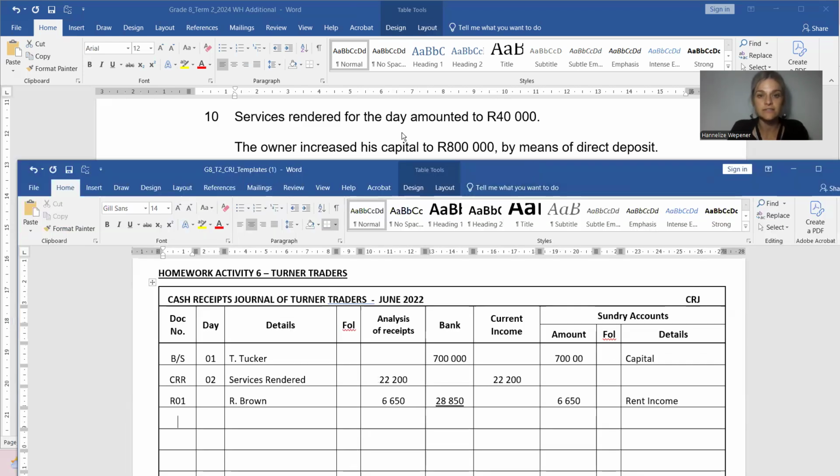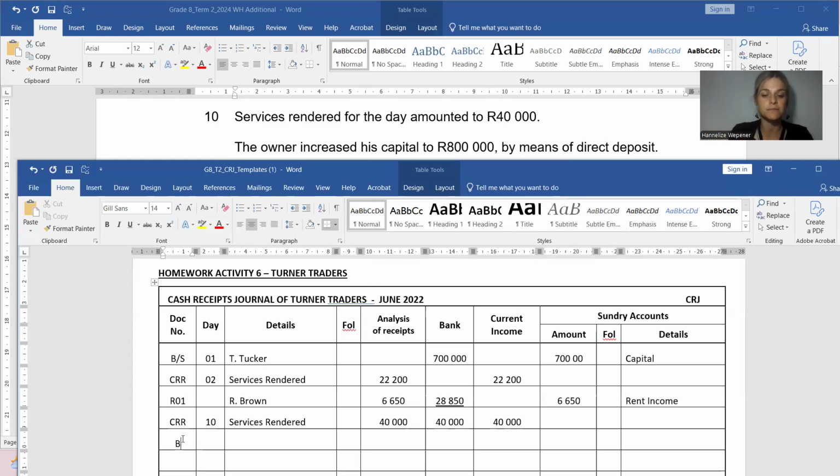Okay, so on the 10th, services rendered, remember you receive that in your cash register. On the 10th, services rendered at your business premises, that's where you keep your cash register, 40,000 Rand. And then 40,000 in bank and 40,000 in current income because it is services rendered. And no, I didn't add the 2 amounts in bank, even though it's on the same day, because the one was money received at my business premises, and the other one was money received by means of a direct deposit, in other words, directly into my bank account, so it will reflect separately on my bank statement.